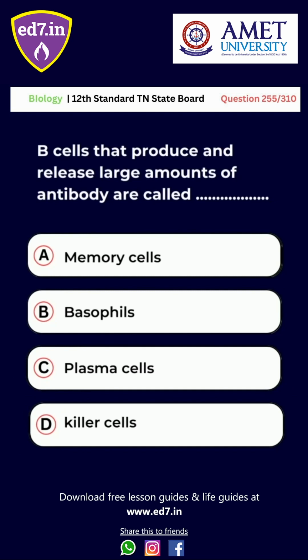Question number 255. B cells that produce and release large amounts of antibody are called A. Memory cells. B. Basophils. C. Plasma cells. D. Killer cells. The answer is option C.